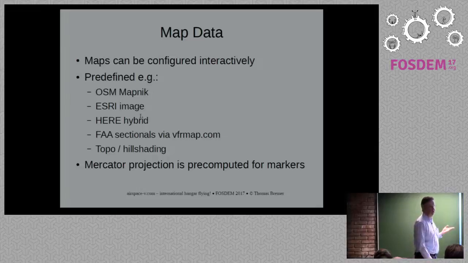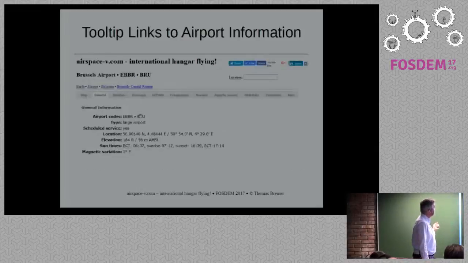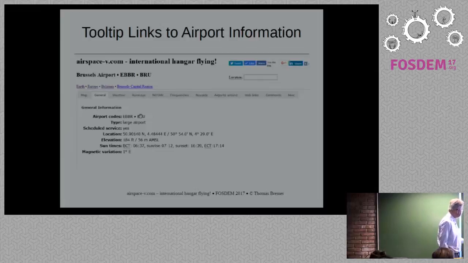Then if you click an airport or a nav aid on the map, a tooltip shows, and if you click on get information on the marker, you can first get some general aviation information, airport codes, location and so on, but you can also switch through the tabs and get weather information, runway information. NOTAM means notification for airmen. These are official information like closed runways or stuff like that. Frequencies, nav aids around, airports around.